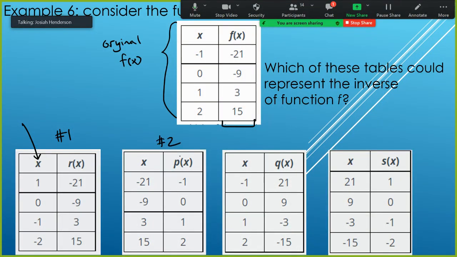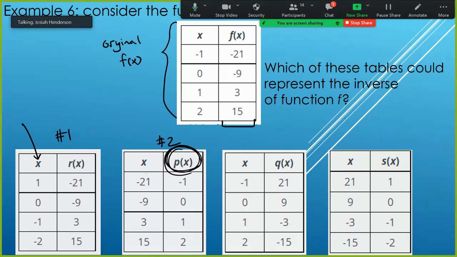Option 2, P of X. Hey, this is promising. -21, -9, 3. That checks out. Is the other set of numbers the original domain? Yes, it is. Cool. So if you're comparing the number 2 table with the original f of x above it, notice that the entire domain and range are just swapped out. That's exactly what we're looking for. So number 2 is our answer. P of x is this. They're calling it P of x.